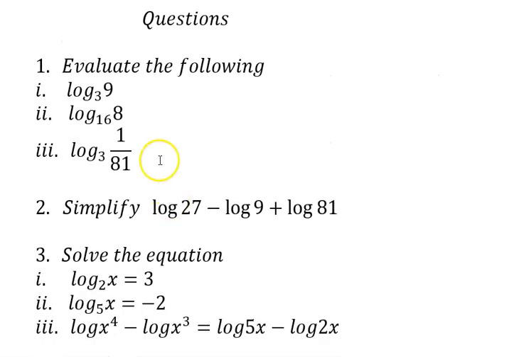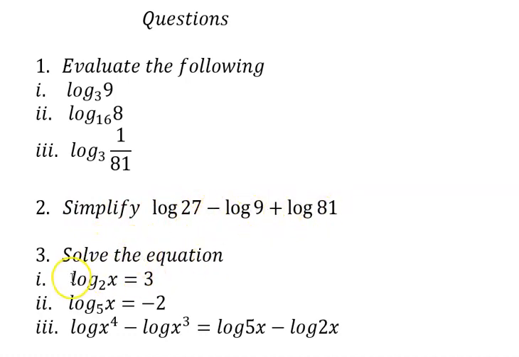Now we have some questions here. The first one says evaluate the following. Log 9 base 3. We have for the second one log 8 base 16. We have for the third one log 1 over 81 base 3. The second question says we should simplify log 27 minus log 9 plus log 81.